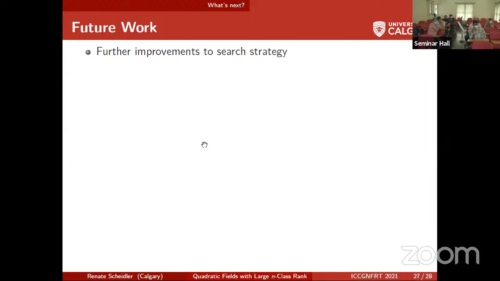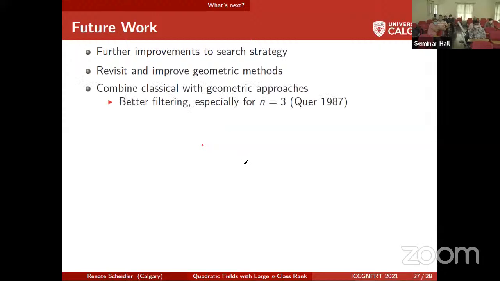So let me just say a few words about where we go from here. We want to make further improvements to our search strategy. In particular, we want to use some of the geometric approaches to pre-filter some of the stuff for which we compute class groups, using the work of Gilbert and Levin. We haven't done that yet. We want to revisit and improve the geometric methods. A lot of the numerical computations there are pretty old, so we want to do some computations there. We want to combine the two and especially use the geometric methods for better filtering.